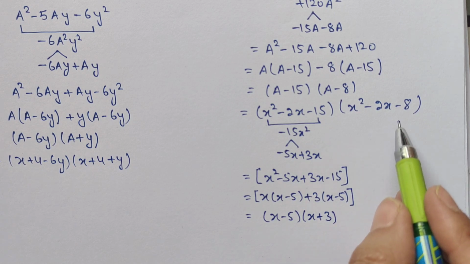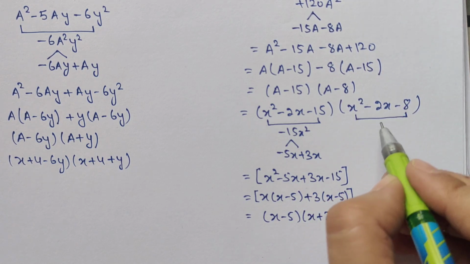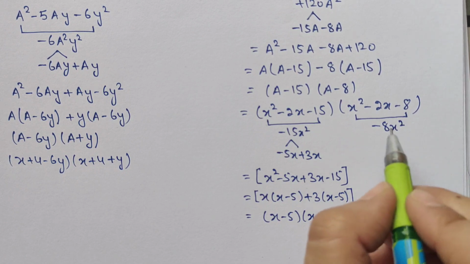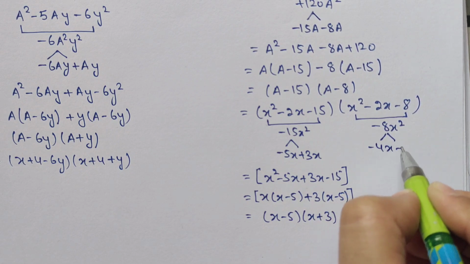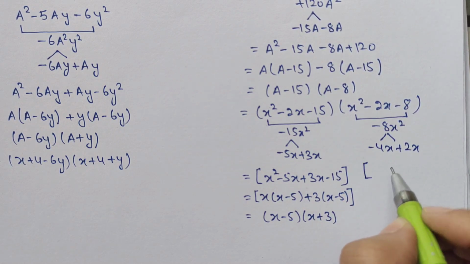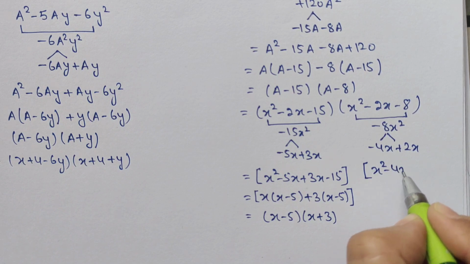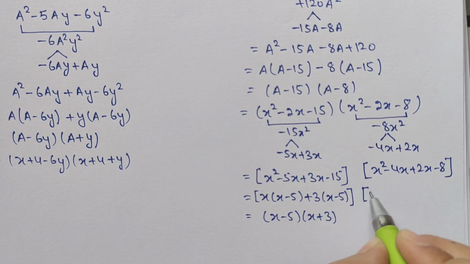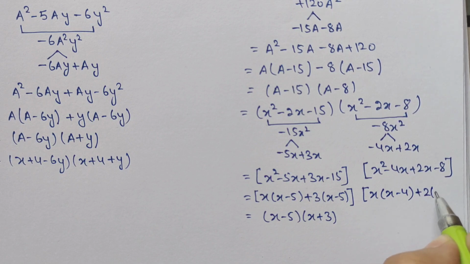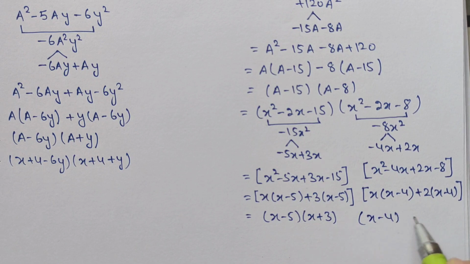This second bracket also we have to do in the same way. Multiply first and last: −8x². Factors of 8 will be 4 into 2: −4x + 2x. Replace with the middle term: x² − 4x + 2x − 8. From the first two we can take x out common, x − 4 will be inside the bracket. From the last two we can take 2 out common. Now x − 4 and another bracket will be x + 2. So this has 4 factors.